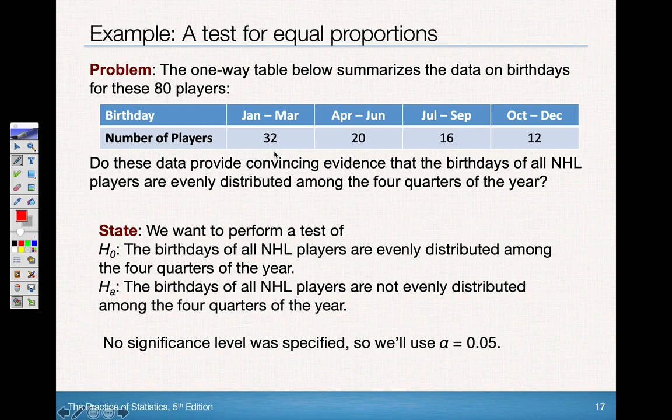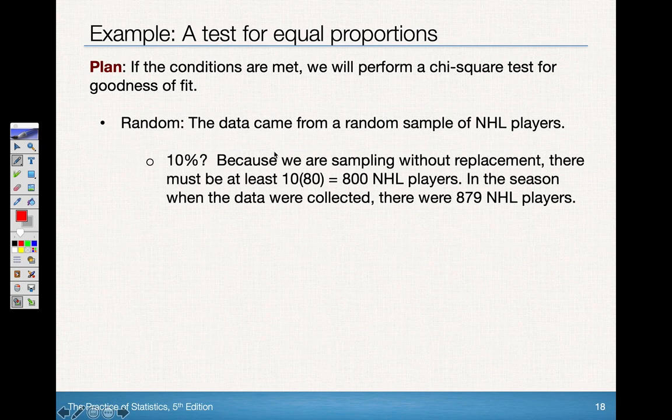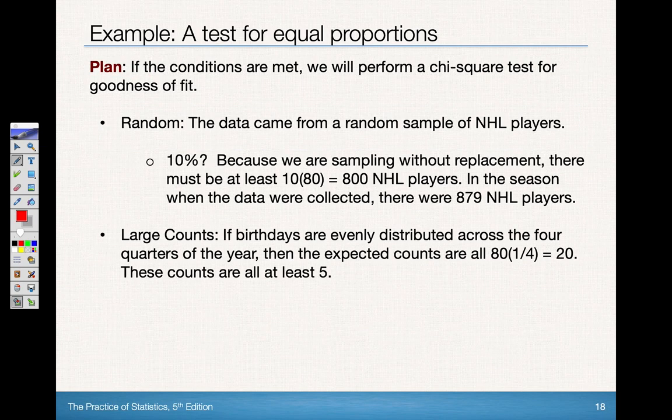20 each. 20 in each quarter. So our expected counts, you didn't have to do much calculating, but you see here as we go to plan, the step is still the same. You're going to name the test: Chi-squared test for goodness of fit. The data came from a random sample.